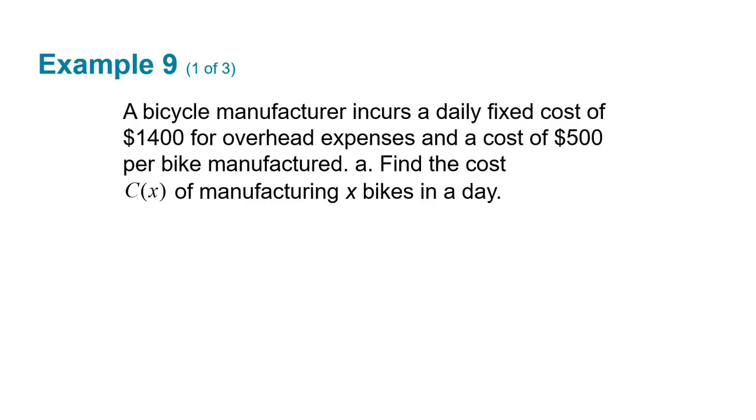Example 9. A bicycle manufacturer incurs a daily fixed cost of $1,400 for overhead expenses and a cost of $500 per bike manufactured. In part A, find the cost function C of x of manufacturing x bikes in a day.